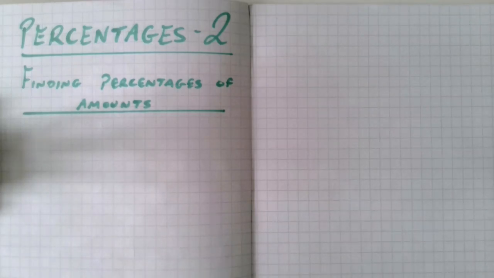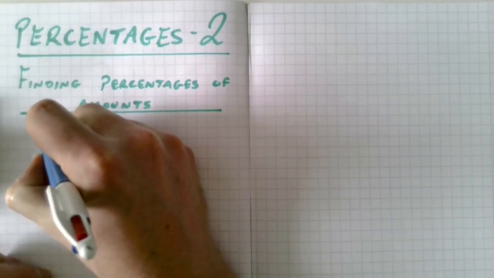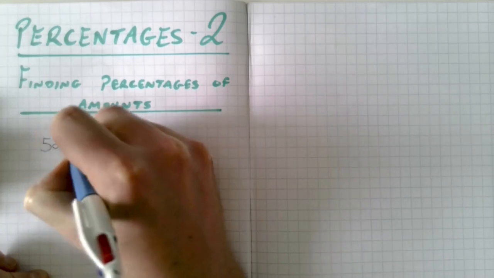In today's lesson we are going to continue with percentages, and specifically we are going to be finding percentages of amounts. And like last lesson, there's going to be two sections, non-calculator and calculator as well. So before we start on the non-calculator work, I'm just going to write out some important percentages.